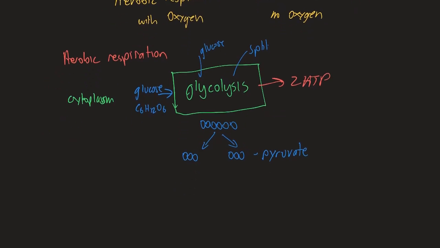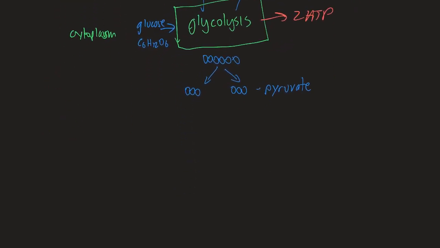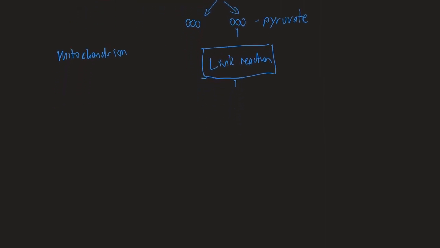So we've got pyruvate, and we're just going to take one of the pyruvates and follow that through the process. The next step is an intermediate process, a link reaction, which we're not going to worry ourselves about. But at this stage, this is where the mitochondria comes in. So this is where we start to go into the mitochondria.